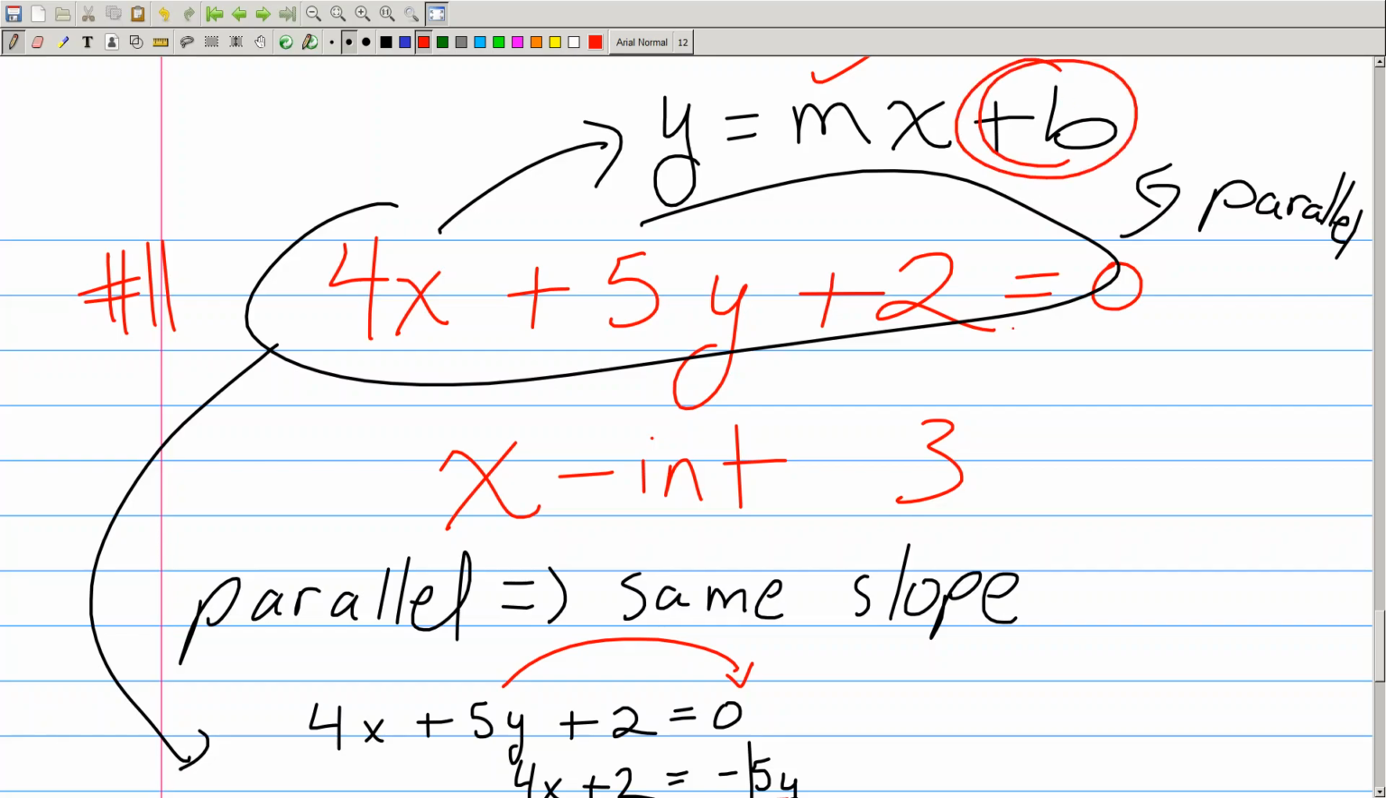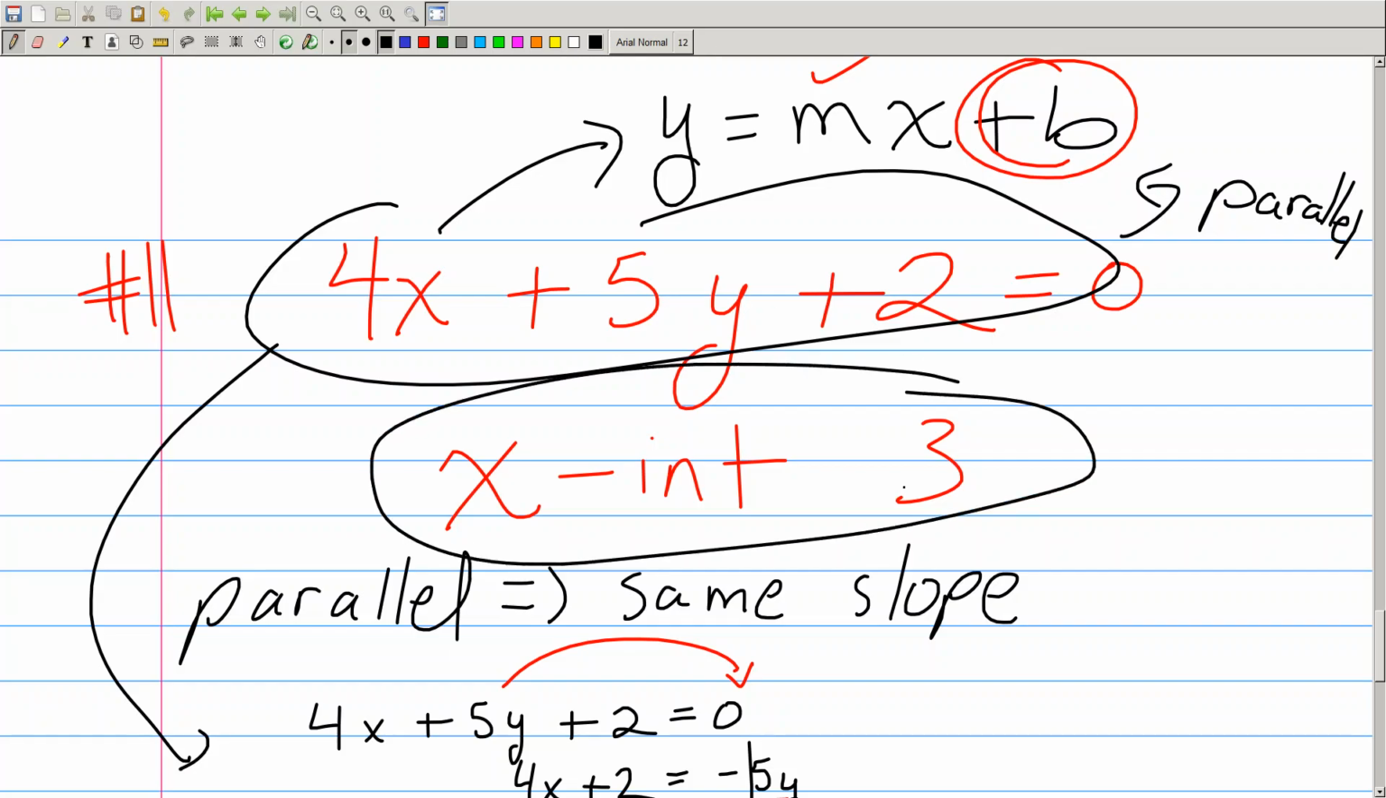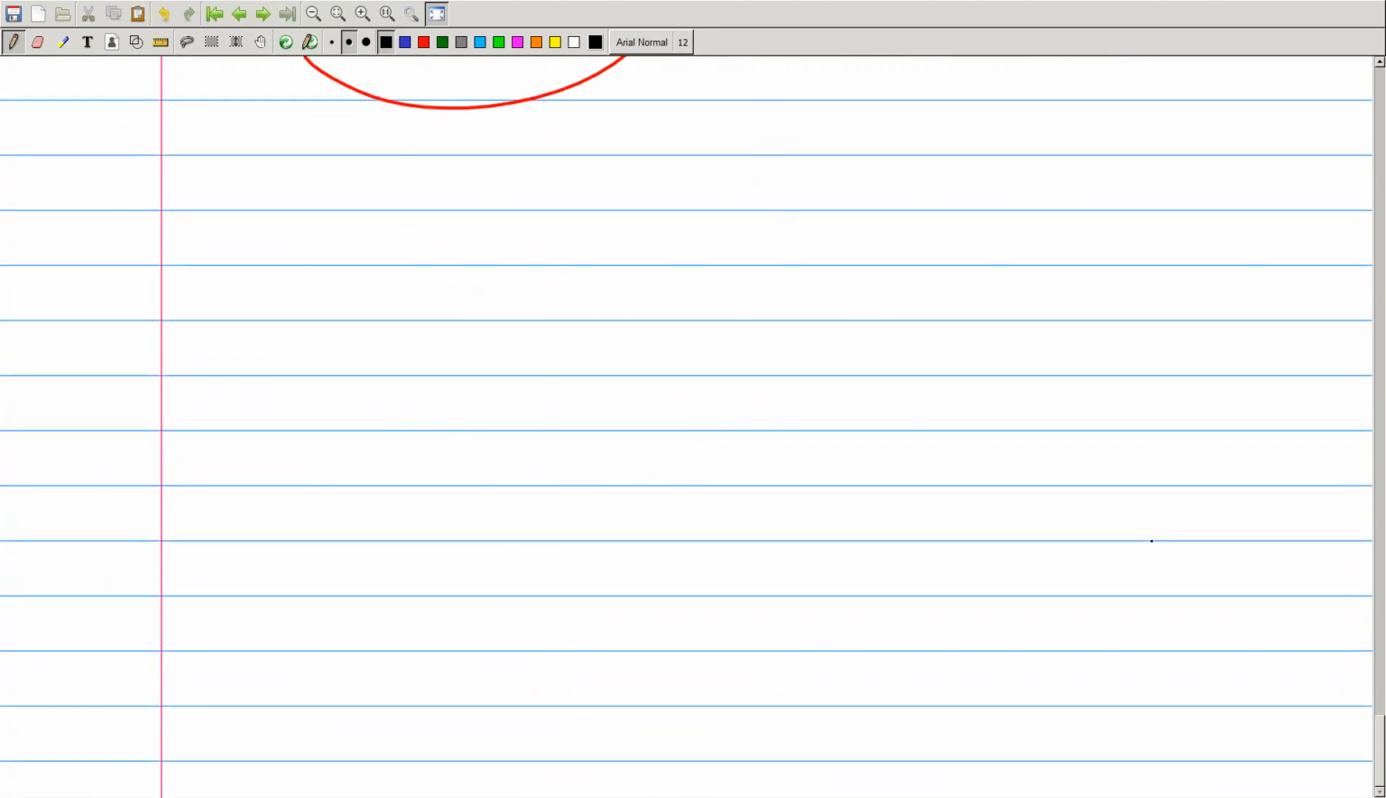How do you find b? Well, I need a point on this line. And all they gave me was an x-intercept. Now, is the x-intercept a point? Yes, it is. The point is (3, 0). Remember, the y-coordinate at the x-intercept is 0. So (3, 0) is a point.